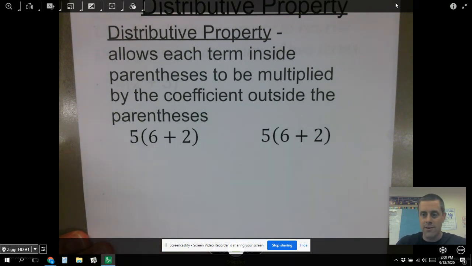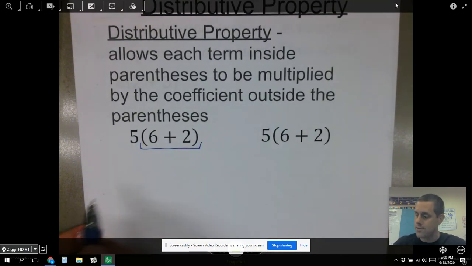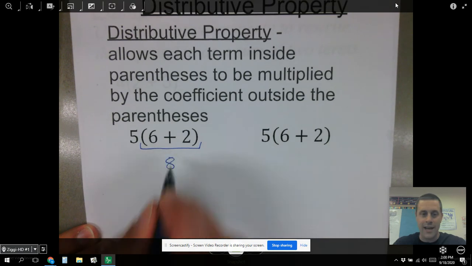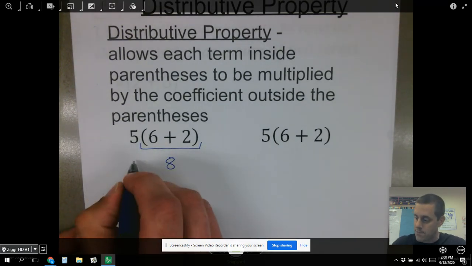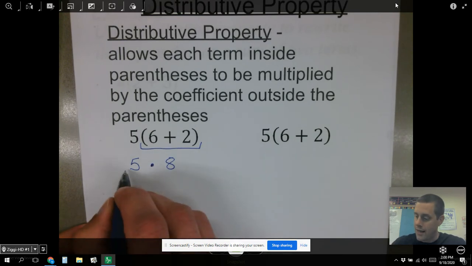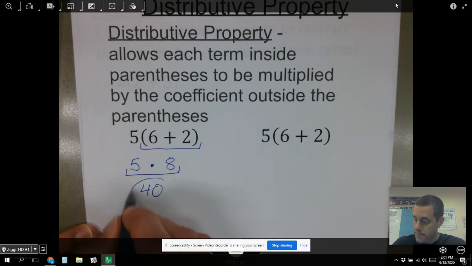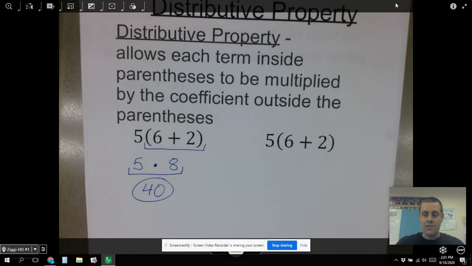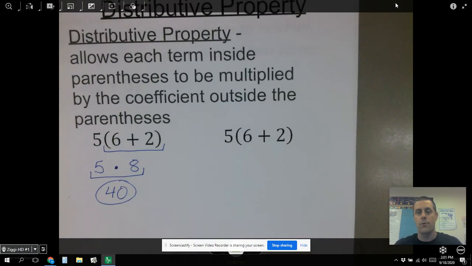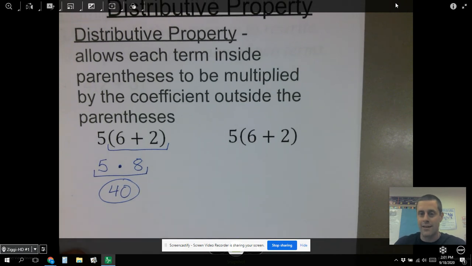Now, I'm guessing in previous years you would simplify this expression using the order of operations. You would do what's inside of your grouping symbols first, 6 plus 2, and you would get 8. And then rewriting the rest of the expression, you have 5. 5 is touching the parentheses, means it's being multiplied, and then you would do 5 times 8 to get 40. Well, that's correct, and that's fine, but the distributive property gives us another way to deal with parentheses in case we have values inside the parentheses that we can't add together.